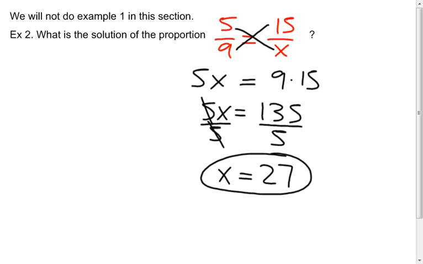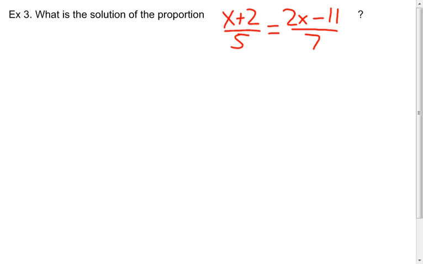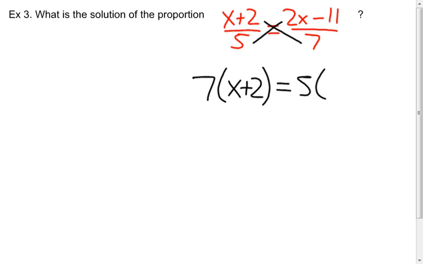They can do a few things with this cross products property. In this problem, we're still going to use cross products, but we're also going to have to use distributive property. Because if I look here, I'm going to have to multiply the 7 times the whole thing, x plus 2. So 7 times the whole thing, x plus 2, and that makes it look like distributive property. And we'll get to that in a second. If I multiply the other two diagonally, 5 times the whole thing, 2x minus 11. Again, I've got a distributive property.